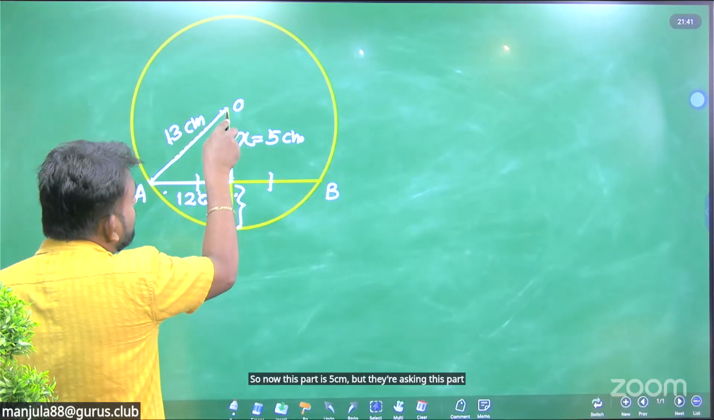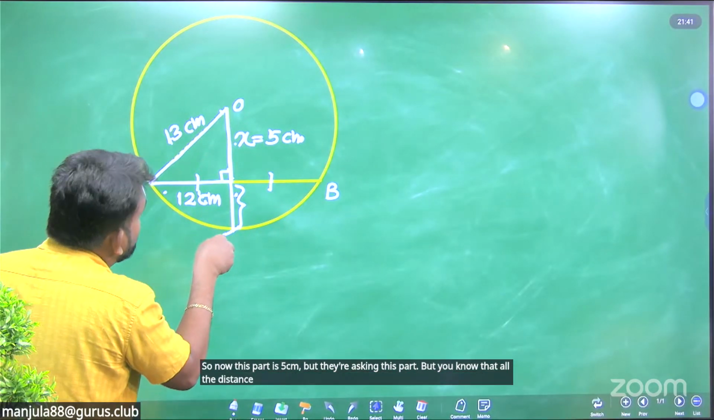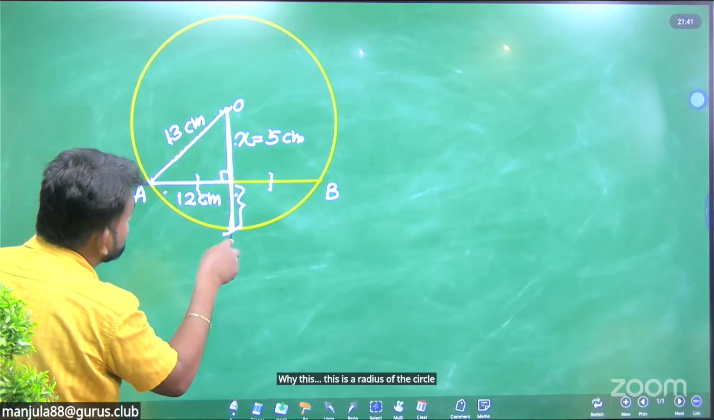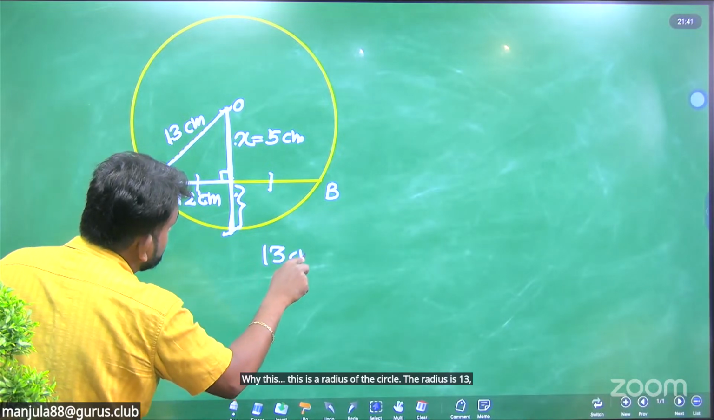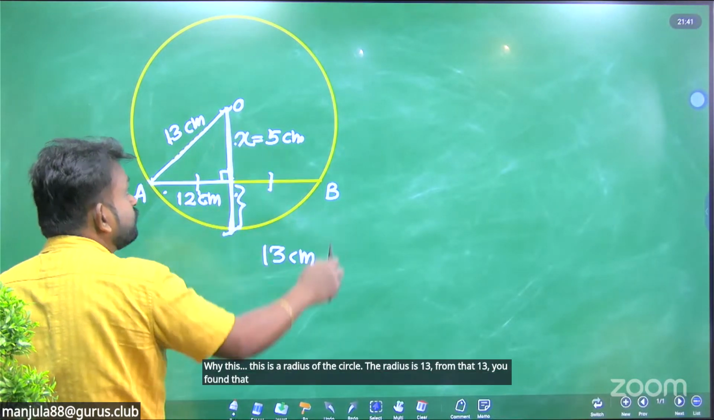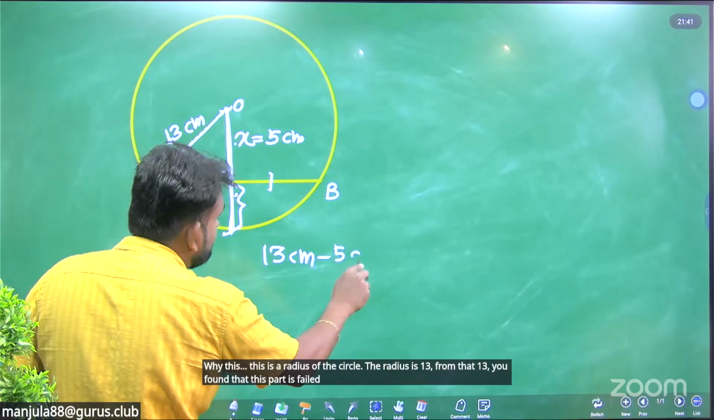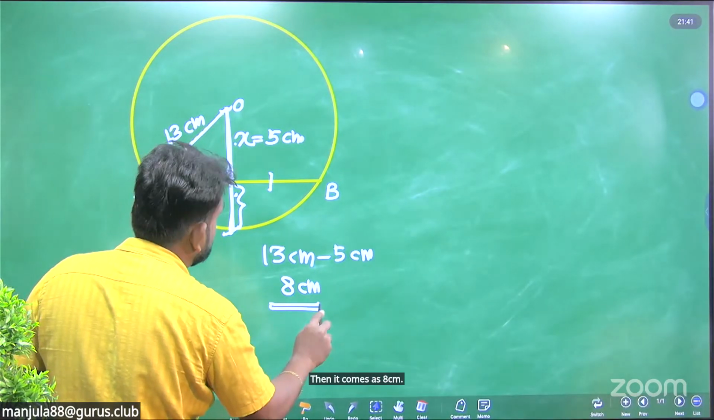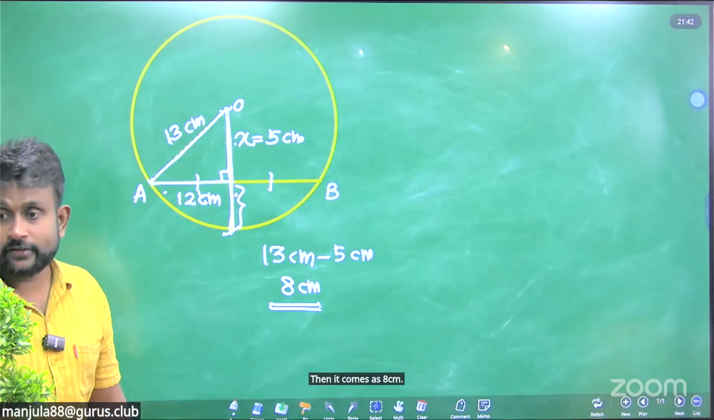But you know the whole distance. This is a radius of the circle. The radius is 13. From that 13, you found that this part is 5. You subtract that 5, then it comes as 8 centimeter. Is that okay now?